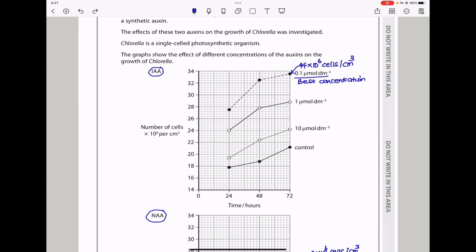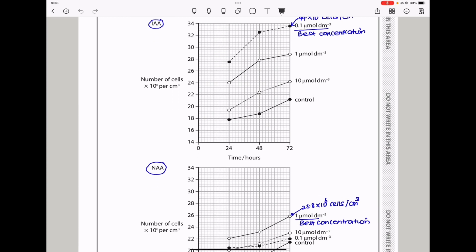On the vertical axis, we have the number of cells times 10 power 6 per centimeter cubed, and on the horizontal axis, we have time. We can see that for IAA, the control group had a lower number of cells per centimeter cubed, and then for the others, the higher the concentration, the lower the number of cells, because we can see 10 micromole had lower, yet 1 micromole had higher, and 0.1 had a higher number. So we can see the higher the concentration, the lower the mean number of cells per centimeter cubed.